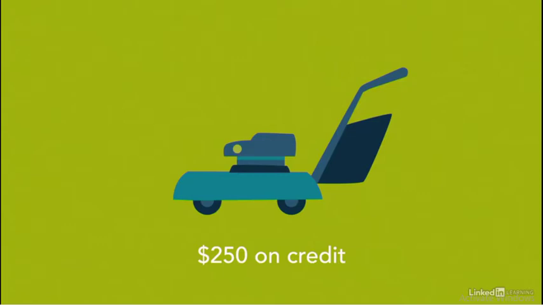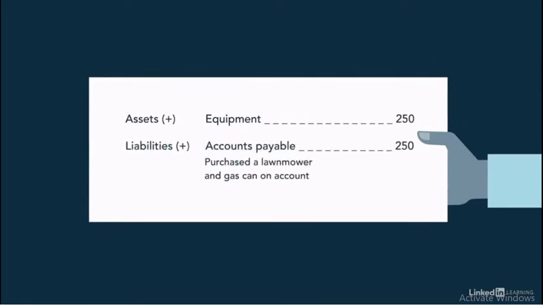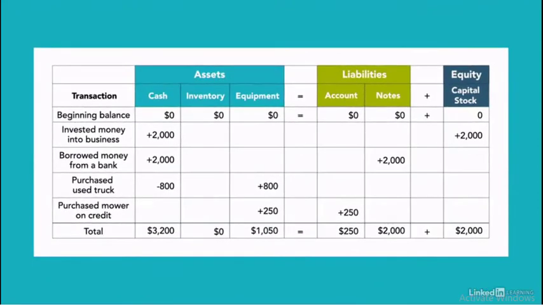Beyond this 30-day grace period, an interest charge is going to apply. The journal entry to record this purchase, shown here. We increase our asset, equipment, and assets, as we know, are increased with debits. We also increase our liability, accounts payable, and we know that liabilities increase with credits. Thus, debits equal credits. And as a result, we know that the accounting equation is going to balance.